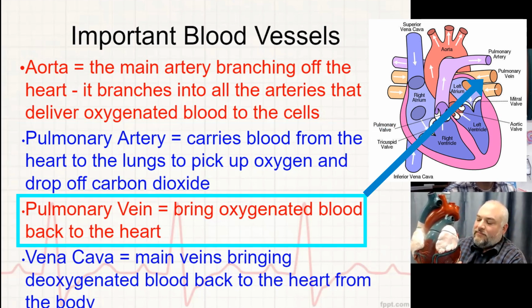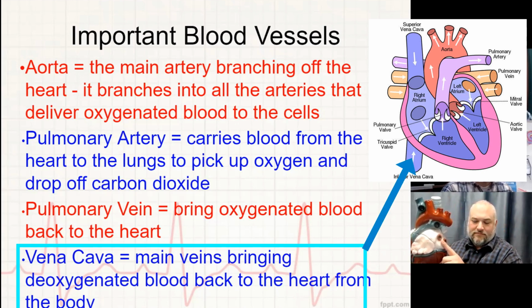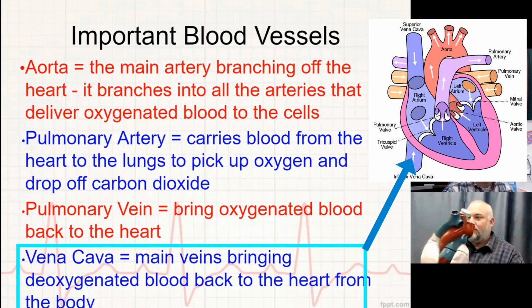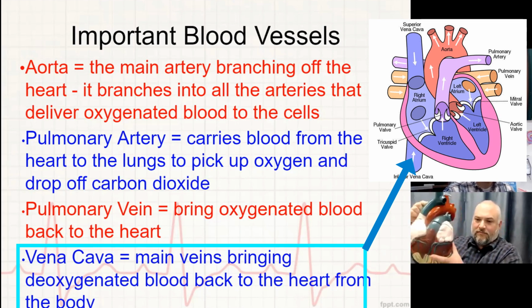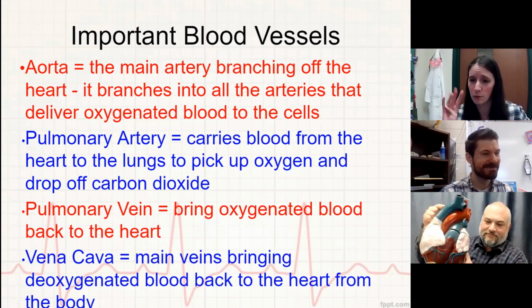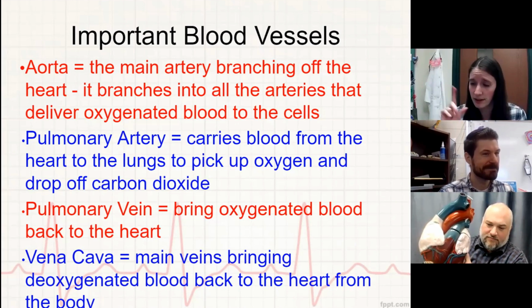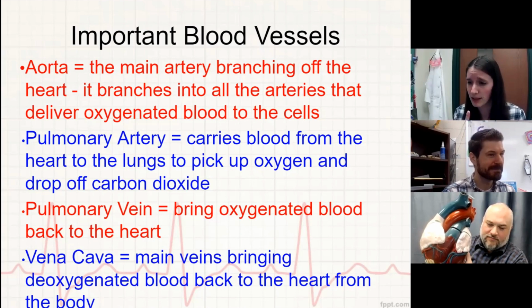Our veins, then: we have the pulmonary vein. Again, having to do with the lungs, this is the vein that's bringing the oxygenated blood back to your heart. And finally, the vena cava is the vein that is bringing all that deoxygenated blood back to your heart from the body. So these are the main four blood vessels coming off of your heart that are pumping the blood away from your heart and then bringing the blood back into the heart.